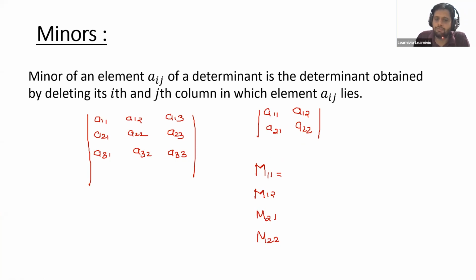We need to find the minor of the first element. So we will remove the row and the column to which this element belongs. A11 belongs to the first row and the first column. So we will remove this row and this column. Now the remaining element is a22. So M11 will be equal to a22. Okay. Zed, can you tell me what is M12?